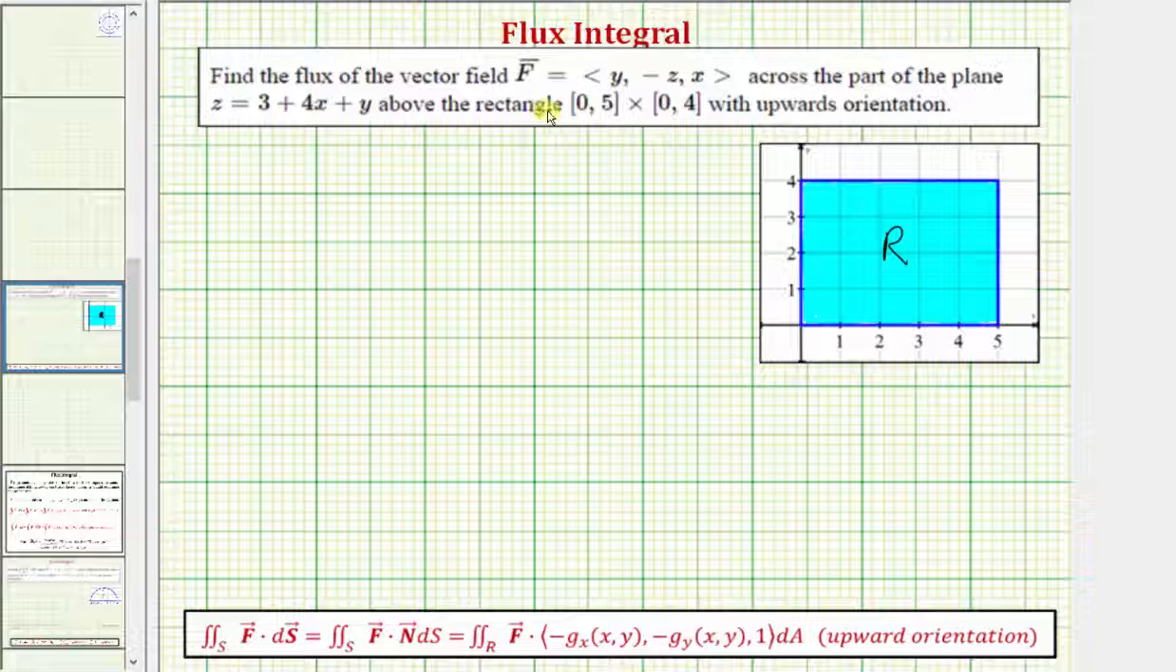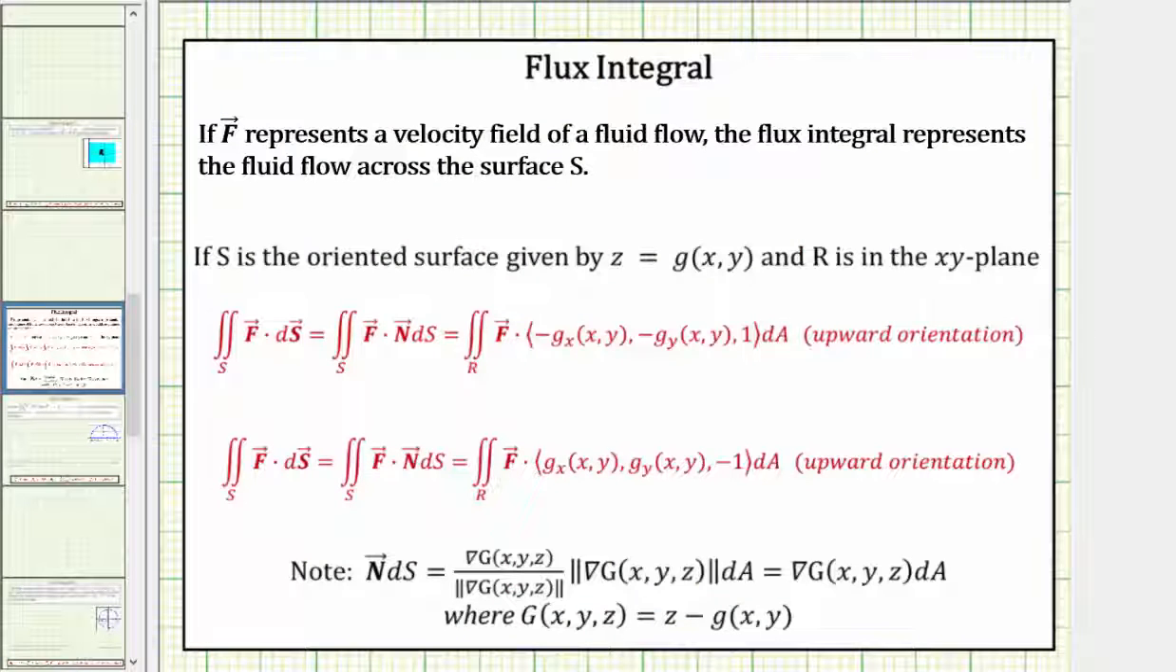We want to find the flux of the vector field across the part of the plane given by z equals 3 plus 4x plus y above the rectangular region where x is on the closed interval from 0 to 5 and y is on the closed interval from 0 to 4 with an upwards orientation. If the vector field F represents a velocity field of a fluid flow, then the flux integral represents the fluid flow across the surface S.